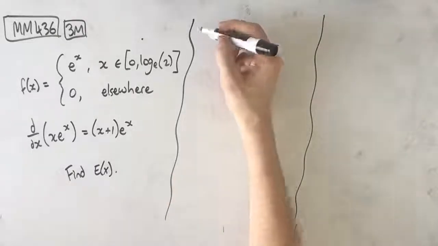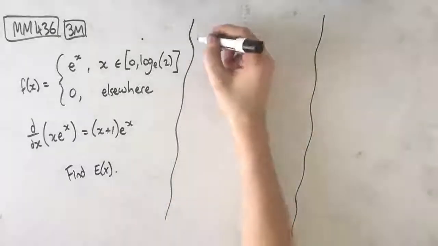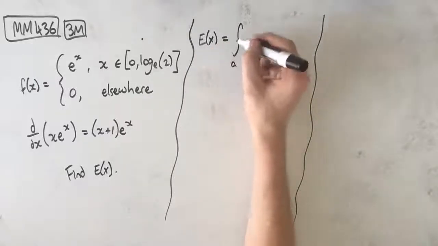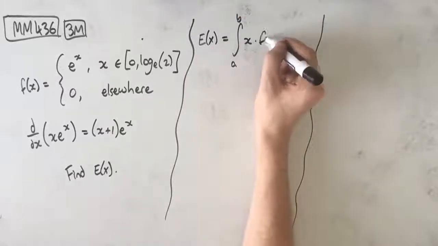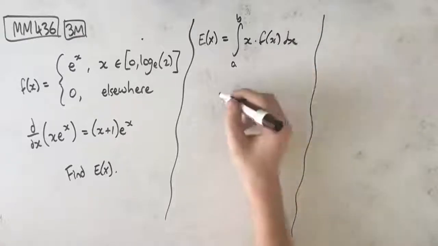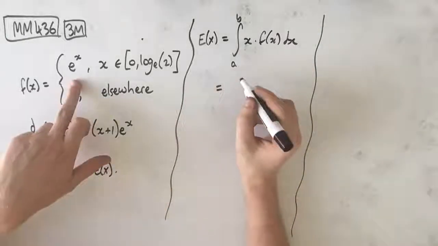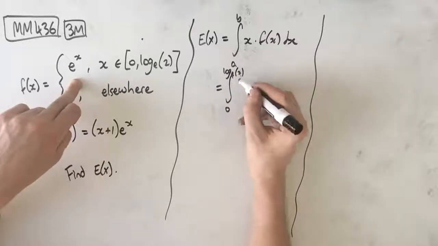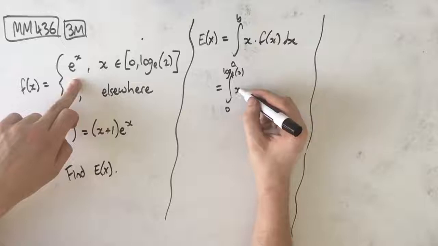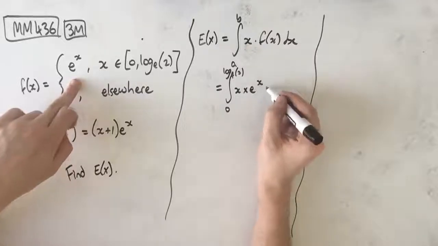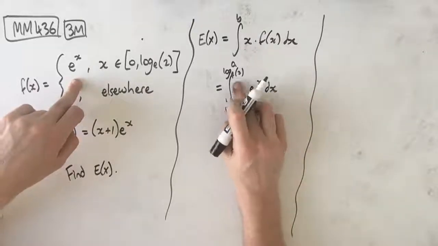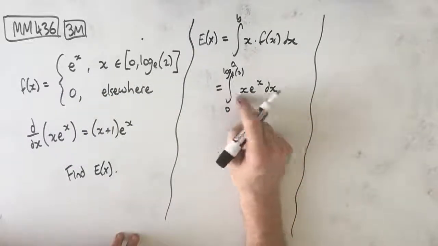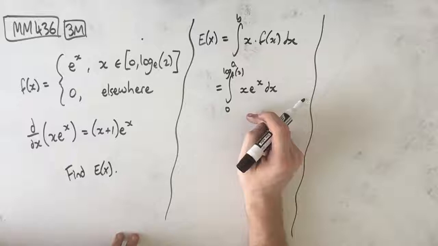As always with probability density functions, our E of x, or our mean, is equal to the integral from our lower to our upper limit of x times f of x dx. So in this case, E of x is equal to the integral from 0 to log e of 2 of x times e to the power of x dx. Now, we don't know how to integrate this. We don't know how to antiderive x e to the power of x in Methods.